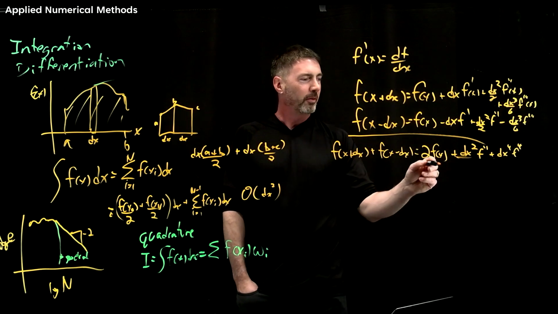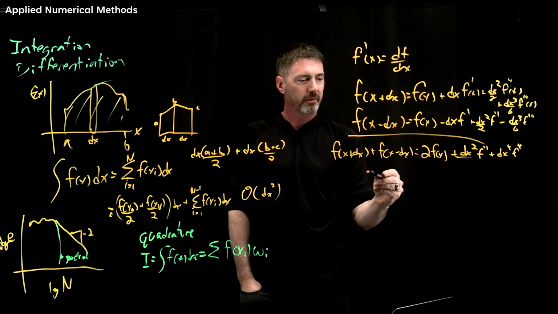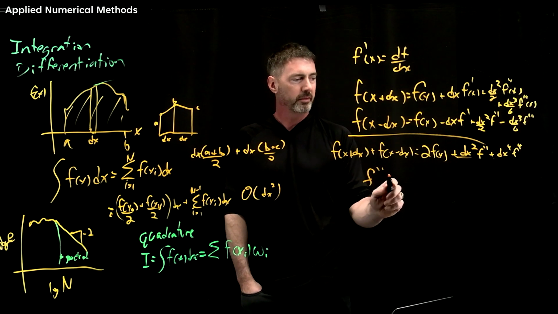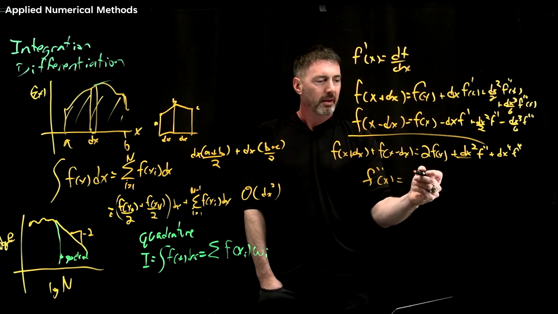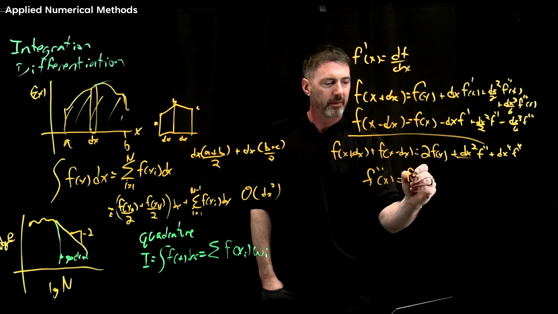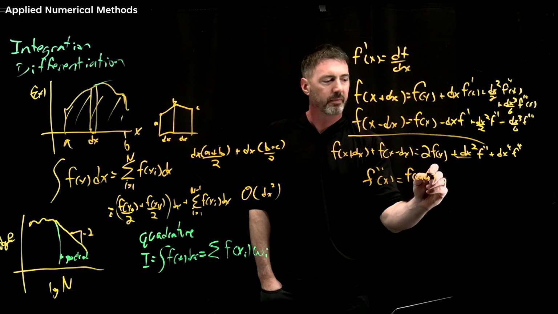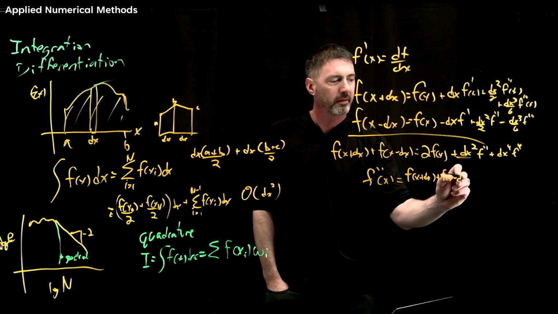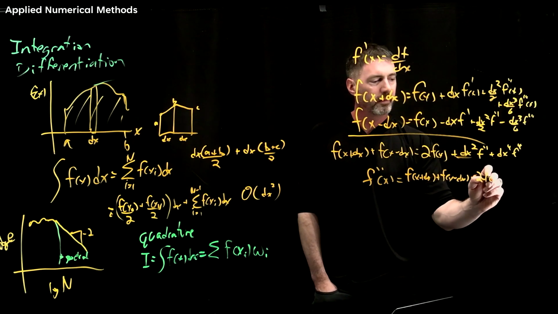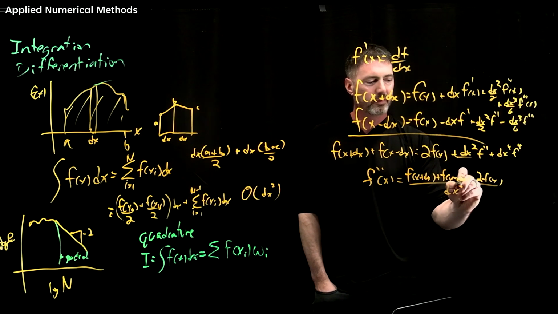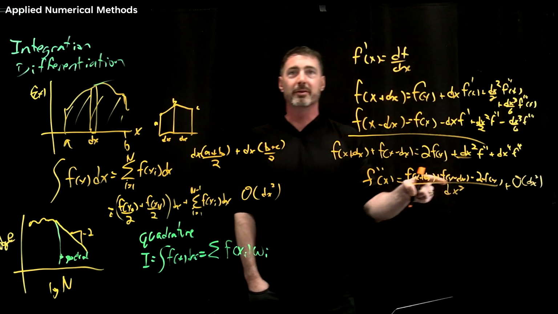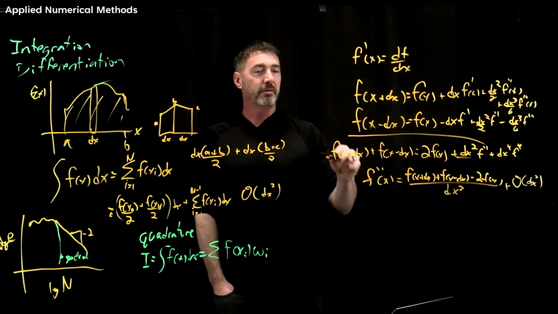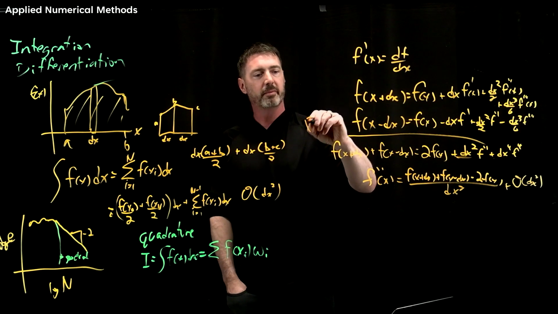Now that we've added them, we can solve for f double prime, the second derivative of x, and push everything else to the other side. So you have f of x plus dx plus f of x minus dx minus 2 f of x, over dx squared, and then you're left with a term that's order dx squared. So that's the second derivative. And this whole process is called finite difference.